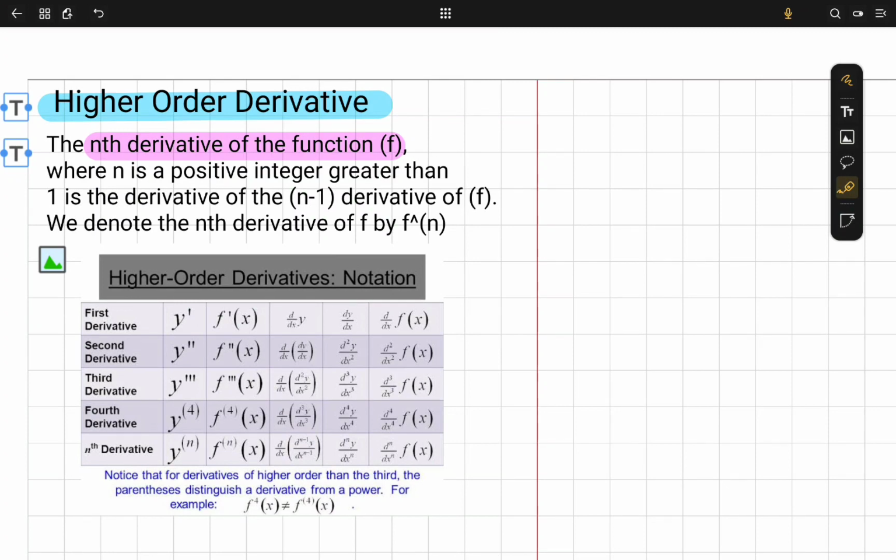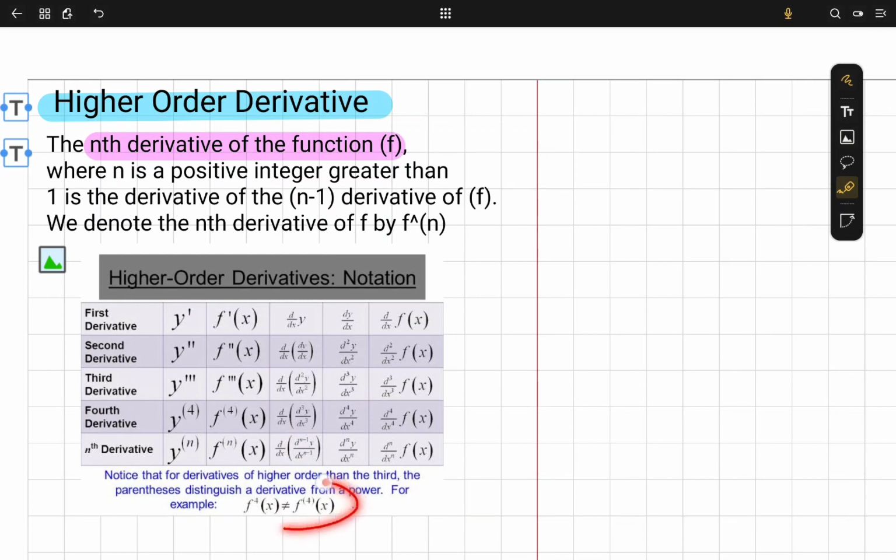So, dito po, sabi dito sa ating notation, notice that for derivatives of higher order than the third, so, ibig sabihin po, hindi siya yung third derivative, so it could be the fourth, the fifth, the sixth, that will be going to the nth derivative. So, yung parenthesis daw, distinguish a derivative from a power. For example, ito, this one, f^(4)(x) is not equal to f^4(x).